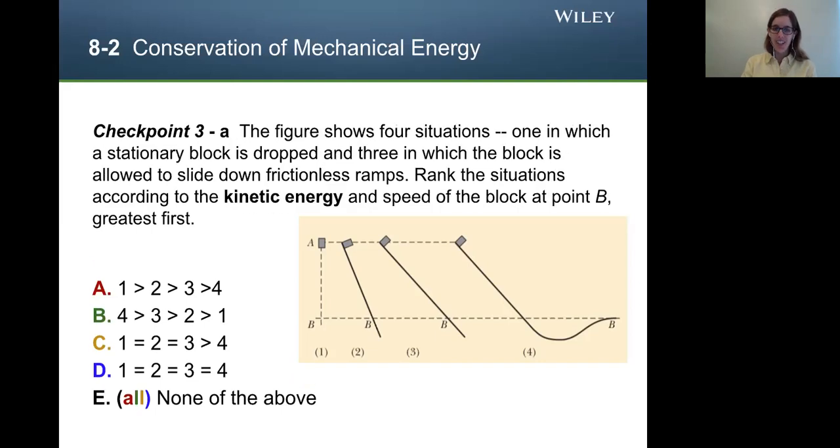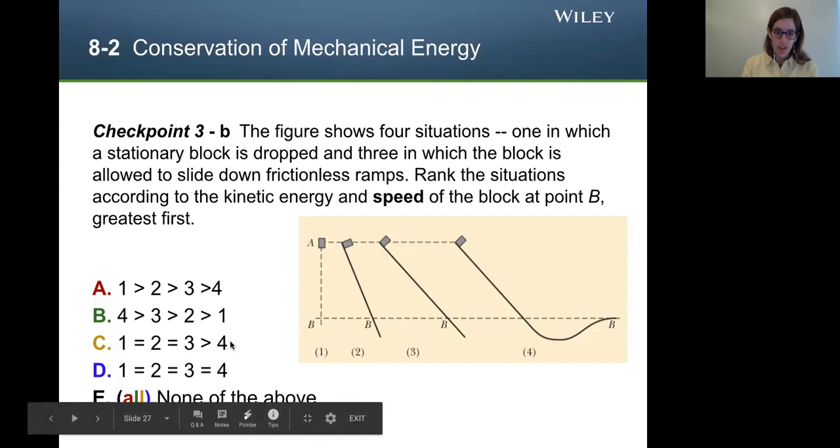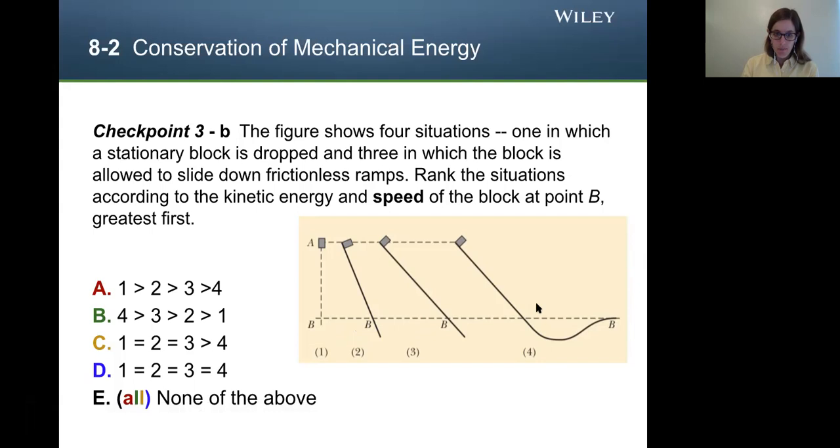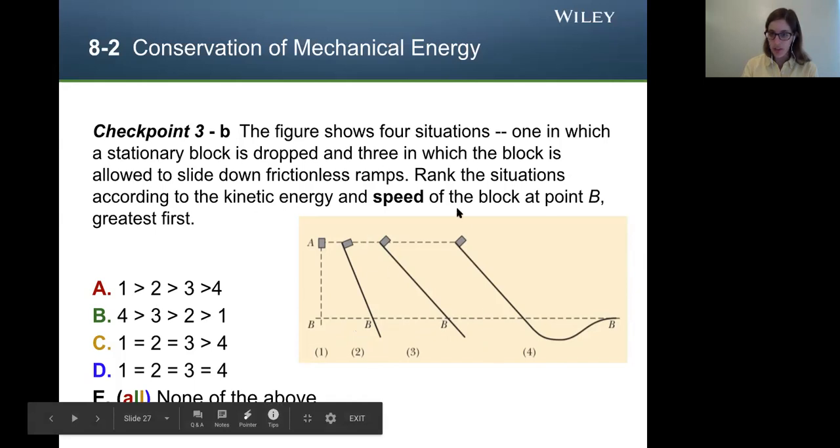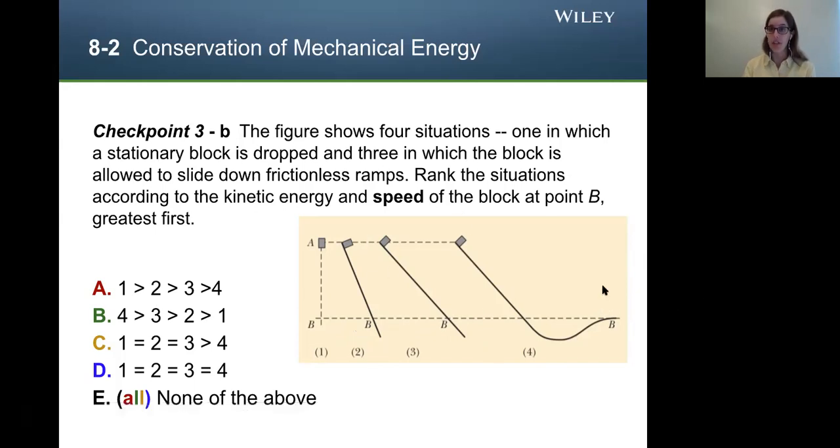So we'll see. First, you have your ranking for part A, ranking the kinetic energy at point B, and then ranking the speed of the block at point B, greatest first. Now, usually what I see on this is some combination of C, where 1, 2, and 3 are faster than 4, D, where all of them are the same, or of A, where it's like, okay, the more direct the route, the higher the kinetic energy and the faster it's going. So let's take a look at the answer.